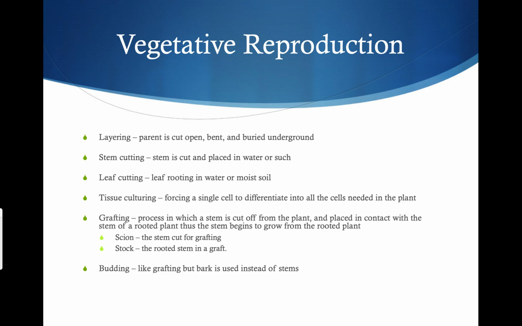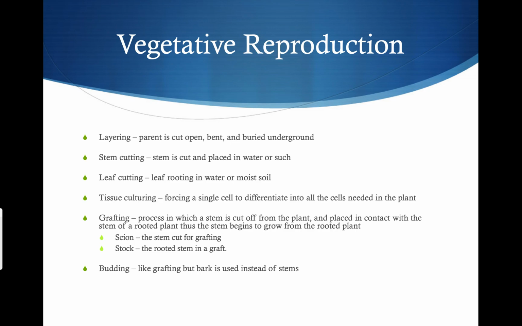All right. Lastly, something that happens very commonly, grafting, a process in which a stem is cut from the plant and placed in contact with the stem of a rooted plant. Thus, the stem begins to grow from the rooted plant. Okay, so the scion is the stem cut for grafting. The stalk is the rooted stem in a graft. Okay, so it's very important to understand how this works.